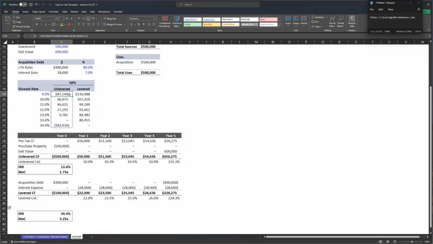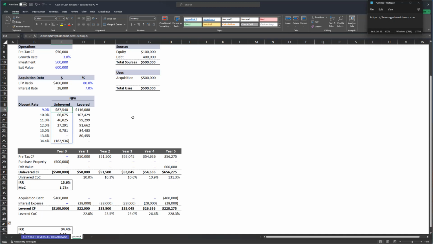All right, so really quickly, I went ahead and turned off the recording and built a quick data table using dynamic arrays to explain the concept of NPV.